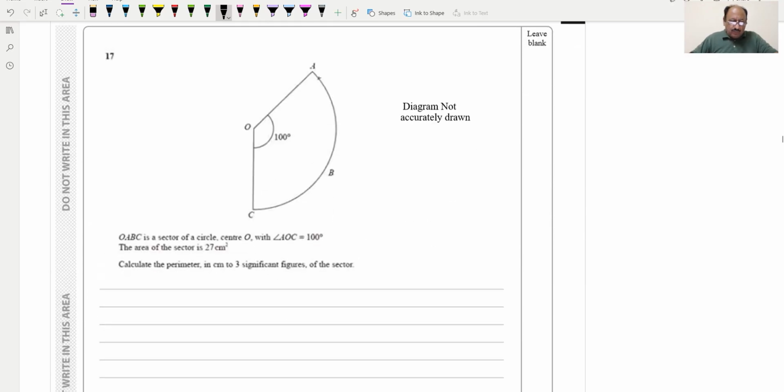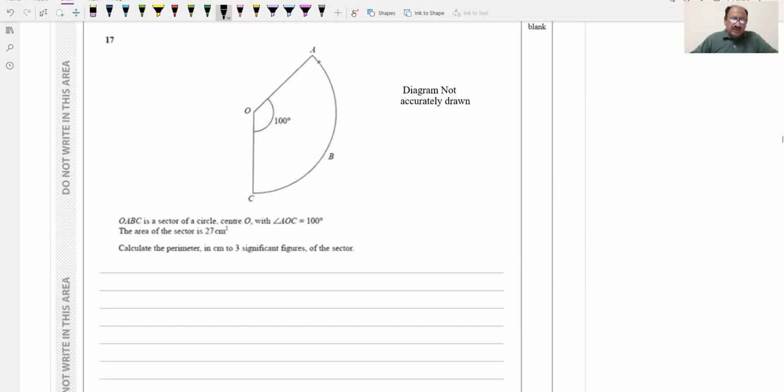This is done. Now we can move to question number 17, and question number 17 says the diagram is not accurately drawn. OABC is a sector of a circle with center O, with angle AOC as 100. So this is 100. The area of the sector is 27 centimeter square. Calculate the perimeter of the sector in centimeters to 3 significant figures. So we don't have the radius.